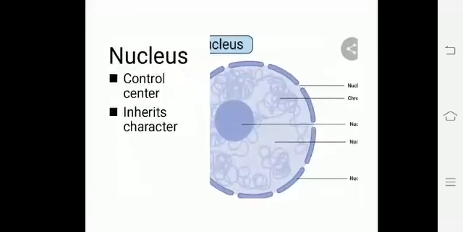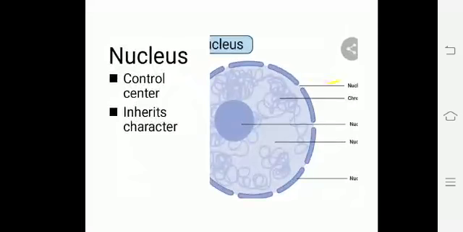Next, students, these are the organelles we have studied. Then there is one more main part of the cell, that is the nucleus. So what is the structure of the nucleus? The nucleus is spherical or rounded in shape. It is surrounded by a double membrane.